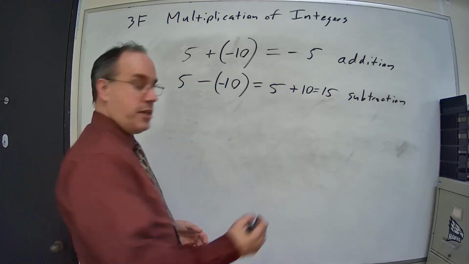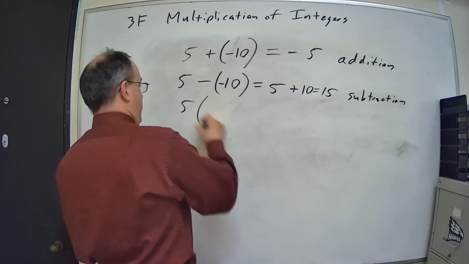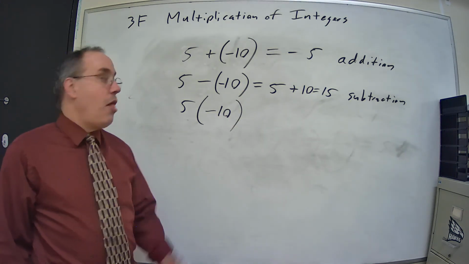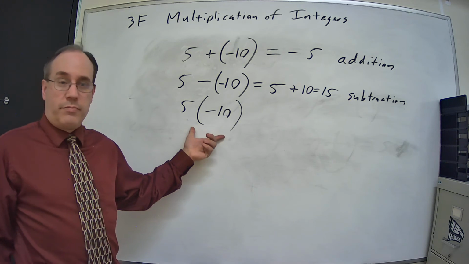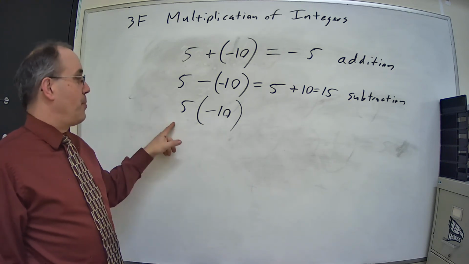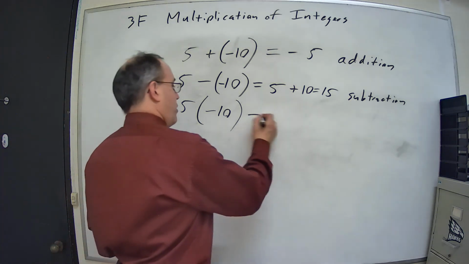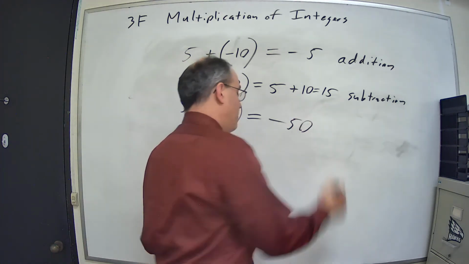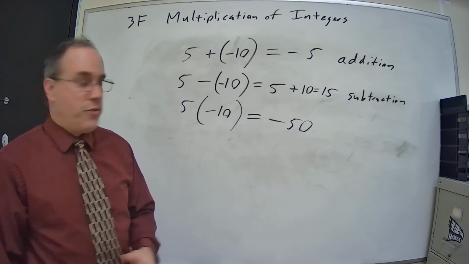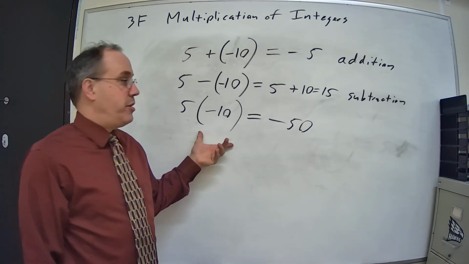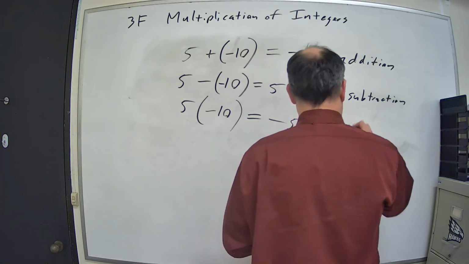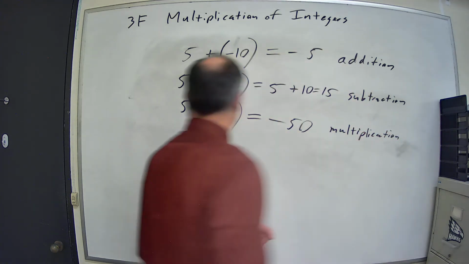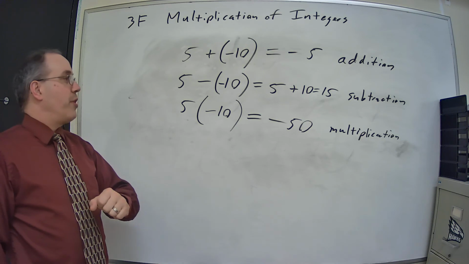The other thing we might see is 5 times negative 10. This one is multiplication. So here we've got opposite signs, so the result's going to be negative. 5 times 10 is 50. So we have negative 50. So that's the one that really is multiplication.